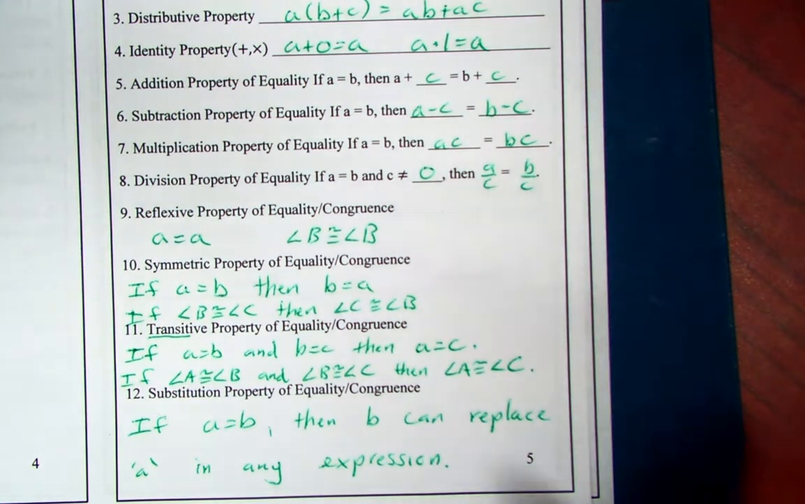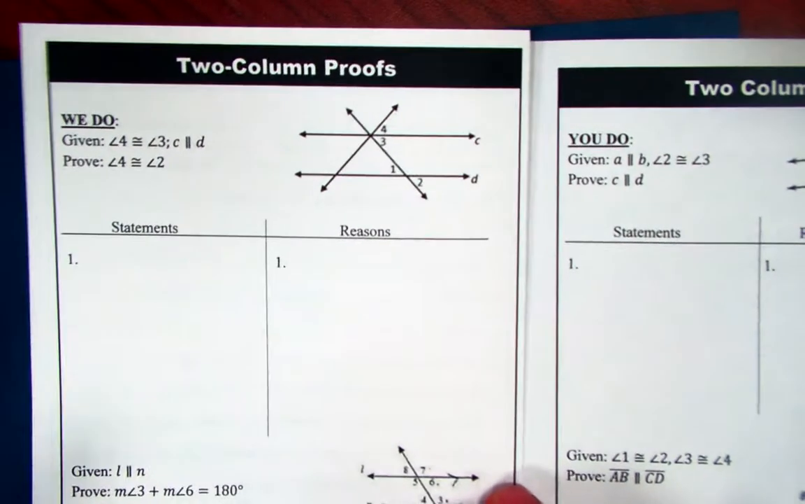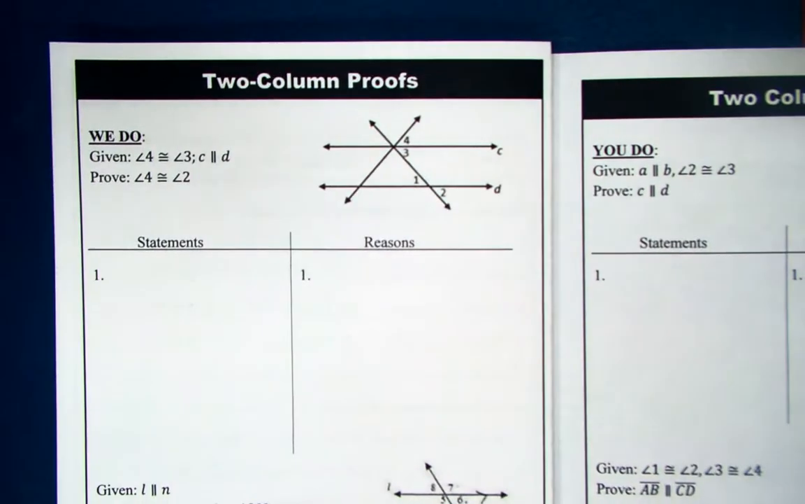All right, let's go now to how we're going to apply it. We're going to apply these ideas. We're going to write them down in what are called two-column proofs.